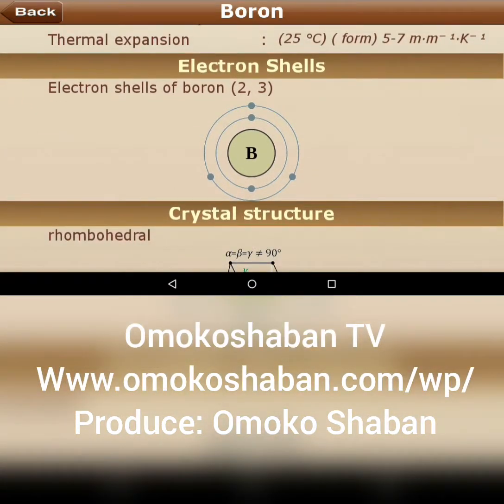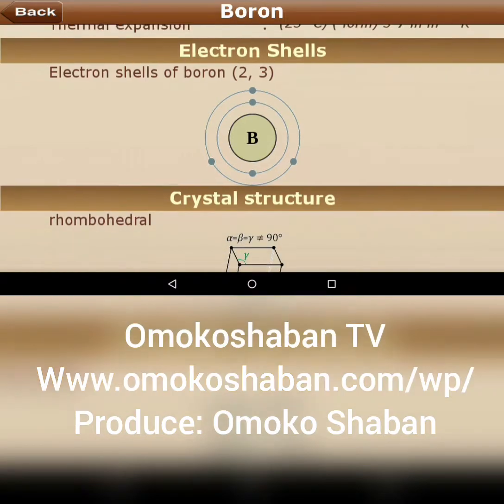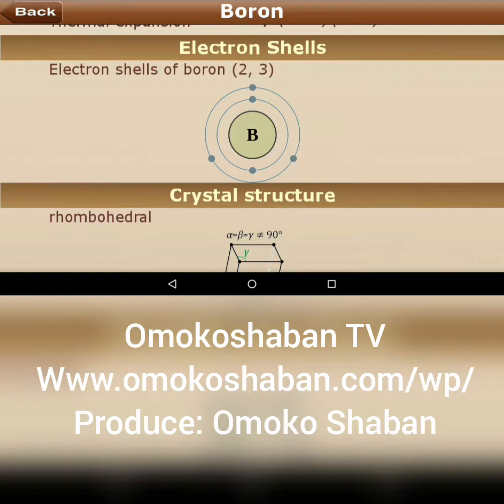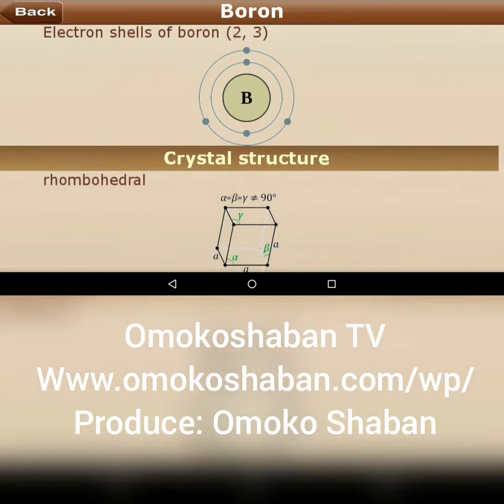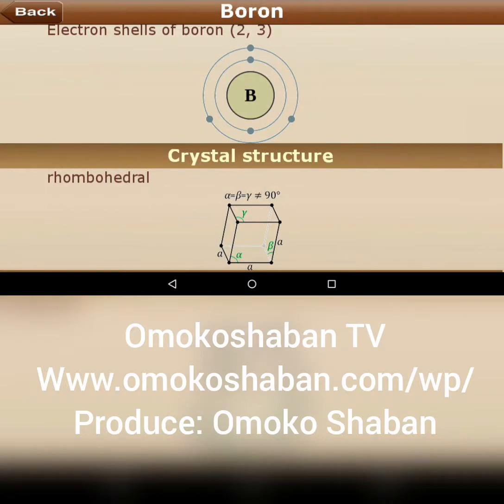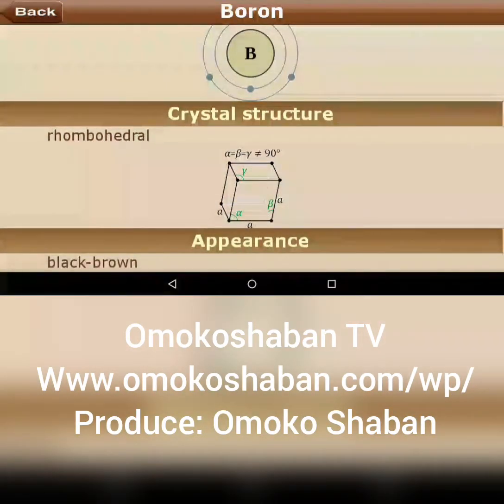Now the electron shells, like I said earlier, it has 3 electrons in the outermost shell. The first shell holds only 2 electrons, and the second shell has 3 electrons. The second shell's maximum is 8 electrons, but because boron lacks most of these electrons, it occupies the remaining 3. That's why it's been placed in group 3. Now the crystal structure, like I said, is rhombohedral.